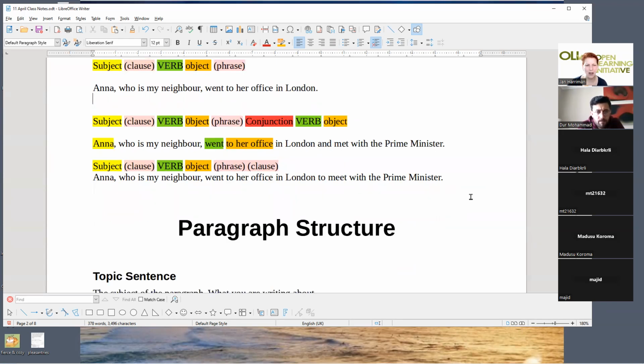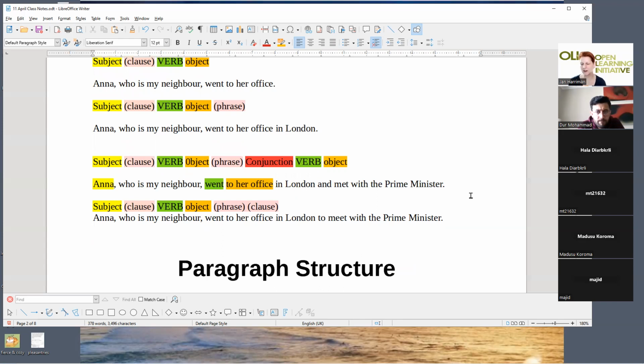So how about paragraph structure? What do we do in a paragraph? Who can tell me? What does a paragraph look like?